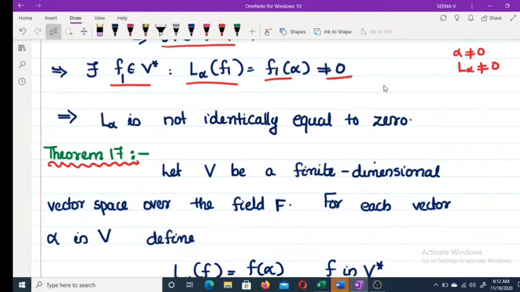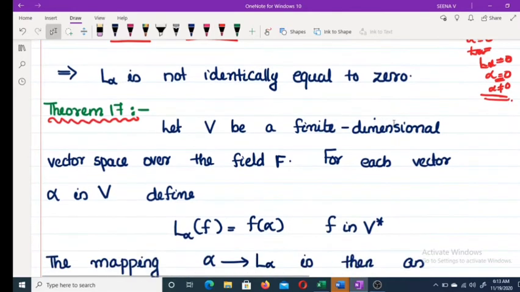If alpha equals 0, then what about L alpha? That we don't know actually. But if alpha not equal to 0, then L alpha must be not equal to 0. Therefore, if L alpha equals 0, then clearly that implies alpha must be equal to 0, because if alpha not equal to 0, then L alpha must be not equal to 0. Okay, note this.